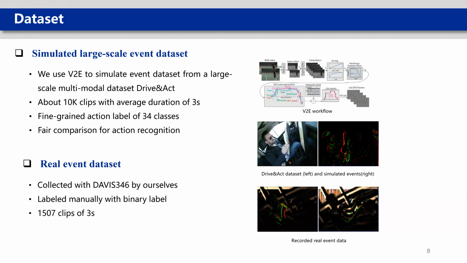And what's more, we collect a small real dataset with a Davis 346 camera by ourselves for validation. The real event dataset contains over 1,500 clips.